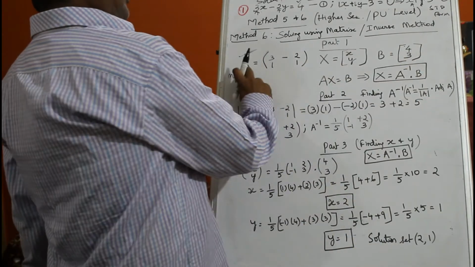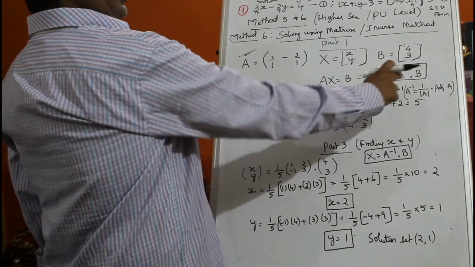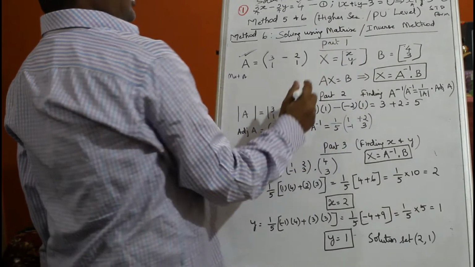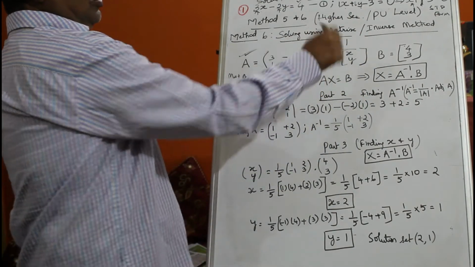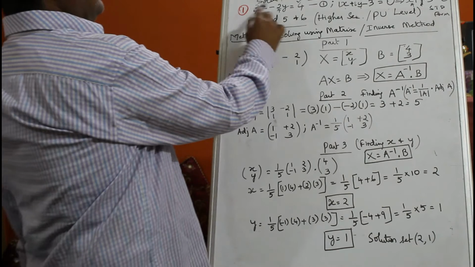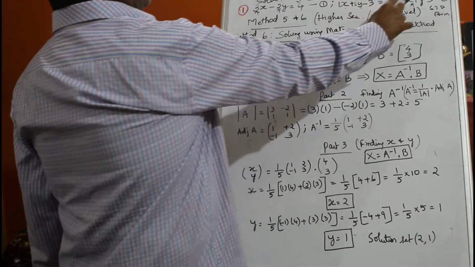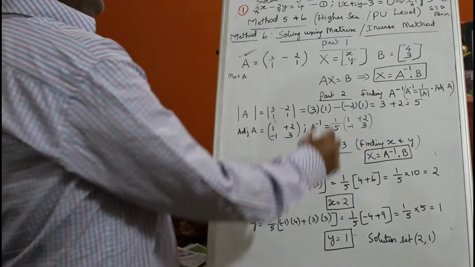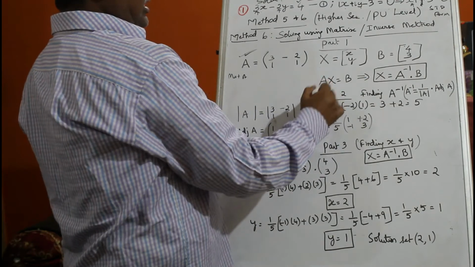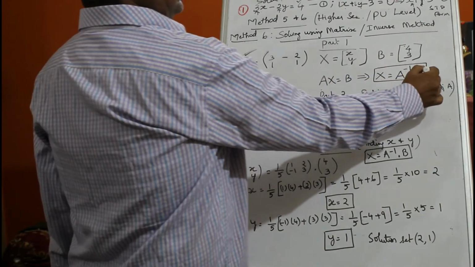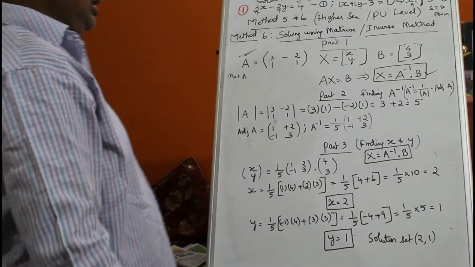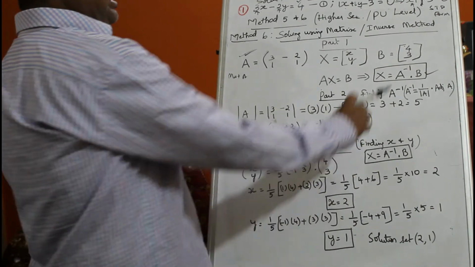In fact, if you multiply A and X, you get this form, equal to B. If you multiply this A and X using the matrix method, you get 3x minus 2y equal to 4, x plus y equal to 3. So from this you have to find the unknown vector x. When A goes to that side, it becomes A inverse B. Now first you have to find A inverse.